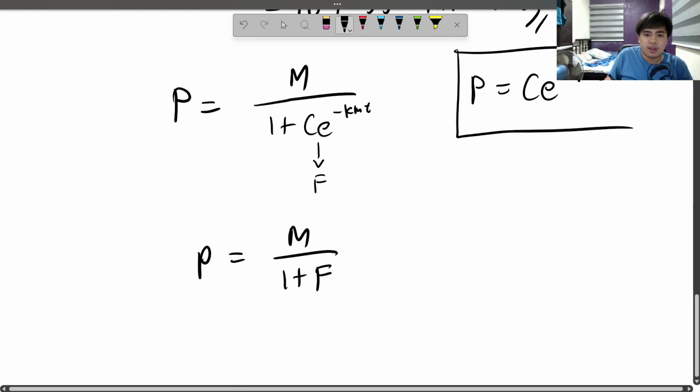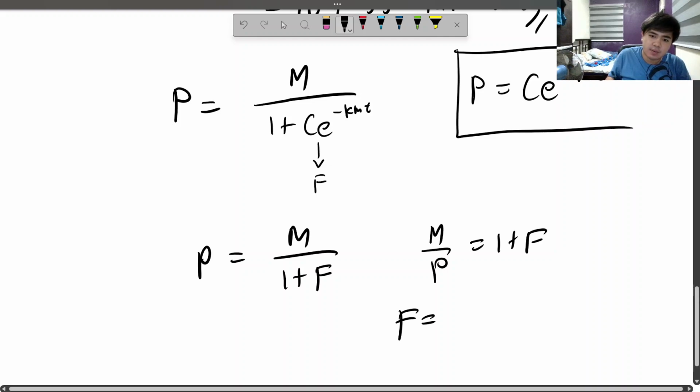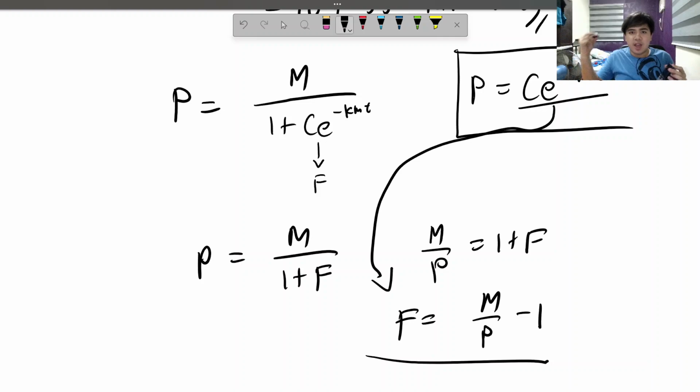Let's try isolating F. So we get M over P equals 1 plus F, and F becomes M over P minus 1. F is Ce to the negative kt, which is exactly this, right? So we need to input M over P minus 1 in the y column in order to get the results that we are trying to find.